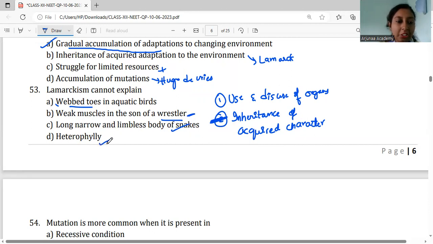Heterophily has nothing to do with Lamarckism. So some option is given, that's it. Here, only this option is not explained by Lamarck. According to Lamarck, the acquired character has to be inherited, but here it is not inherited. The acquired character is strong muscles, right? So this is not explained by Lamarckism.